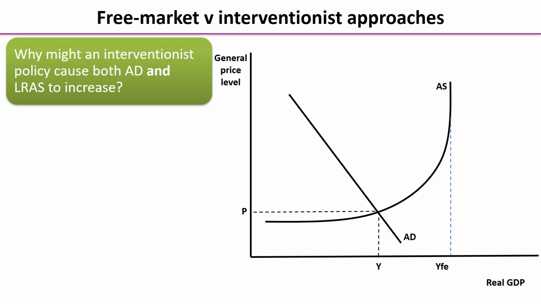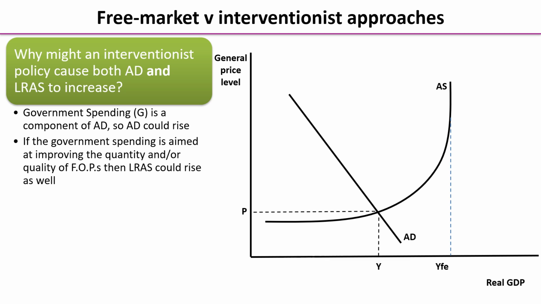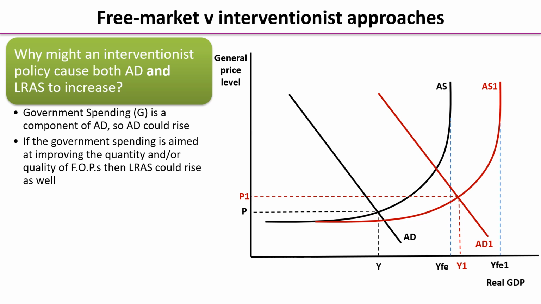So here's the theory, here's what you might have written as your bullet points to explain how this interventionist policy might work. First of all, we have an increase in government spending, and as G is a component of aggregate demand, aggregate demand will increase and the AD curve will shift out to the right. And then secondly, if that government spending is aimed at improving the quantity or the quality of factors of production, so something to improve land or labour or capital or enterprise, then the LRAS should rise and shift outwards as well. Here's what it looks like on the diagram.